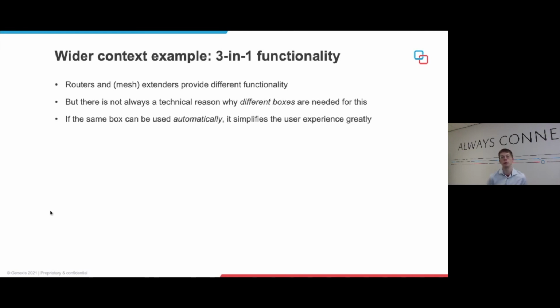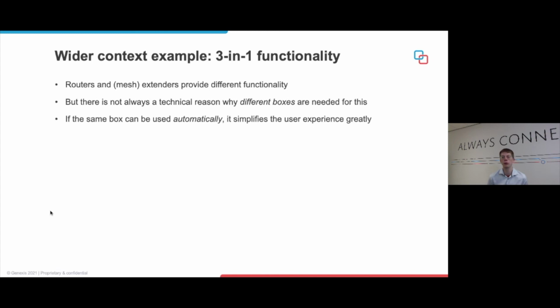So if you saw the product launch of our Pulse EX600, then you already saw this explained a little bit. And basically, if we look at this from a home network, you have different functionality. So you have a router or a gateway device, and you have your mesh extenders, and these provide different functionality, clearly. But even though they are providing different functionality, there's not always a technical reason why you need different boxes for this.